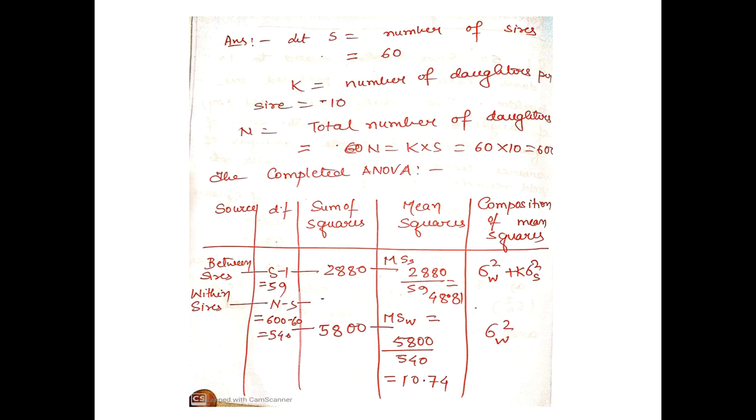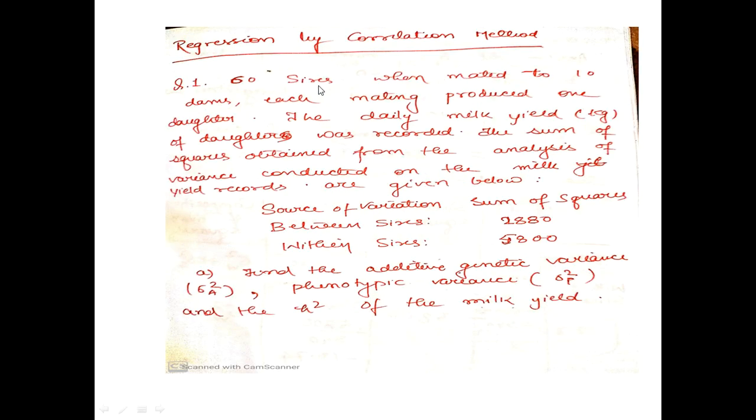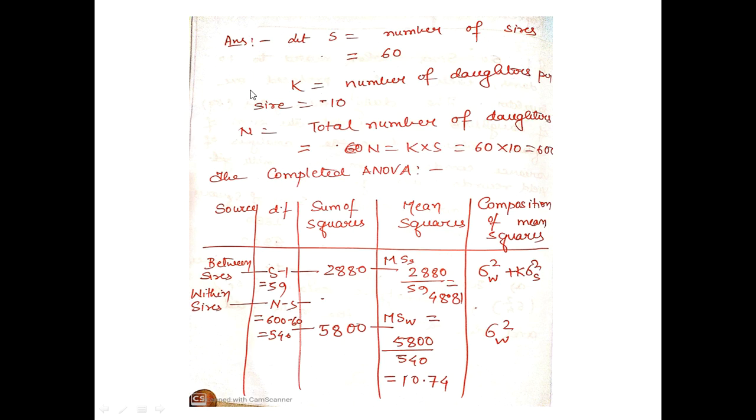Then we will calculate heritability as a ratio of 4 times sigma square S upon sigma square S plus sigma square W. Let S be the number of sires. You see what the number is? 60 sires, so S is equal to 60. K is the number of daughters per sire, which is equal to 10. N is the total number of daughters. N is equal to K into S, which is 60 into 10, equal to 600.